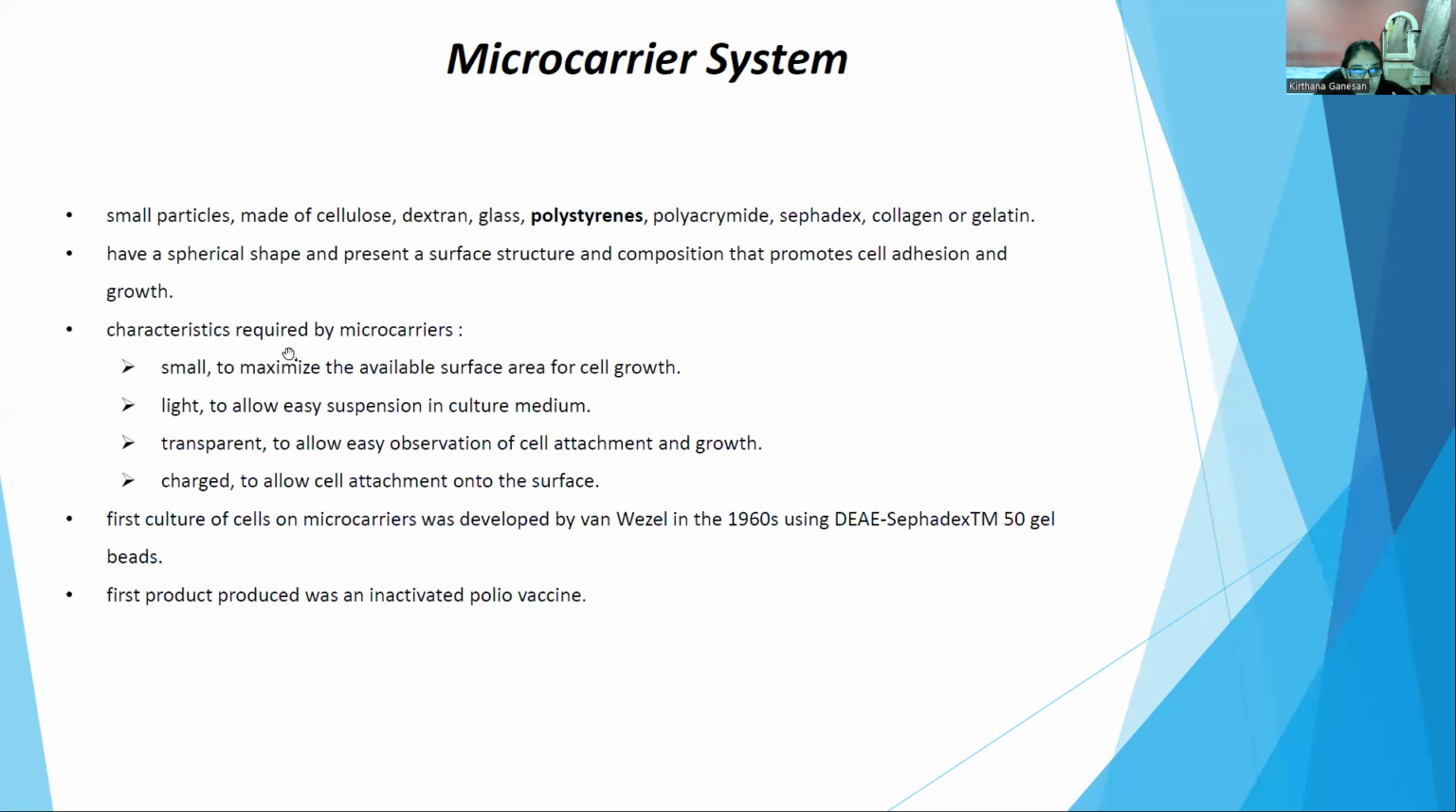The characteristics required of microcarriers include being small, to maximize the available surface area for cell growth. They also have to be light, to allow easy suspension in culture medium, and transparent, to allow easy observation of cell attachment and growth. Besides that, they must also be charged to allow cell attachment onto the surface.